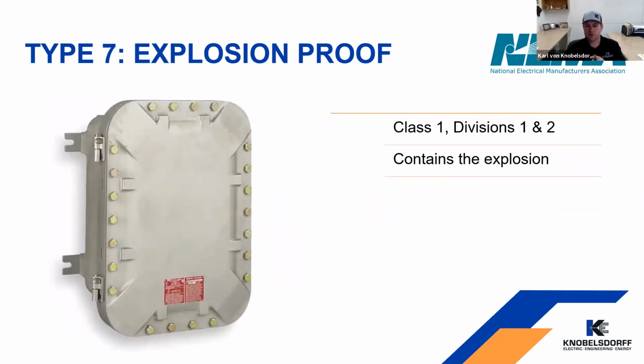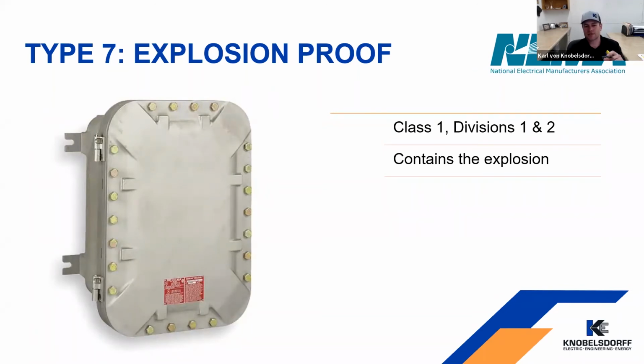This is a Type 7 explosion proof box. We use these in both Class 1 and Class 2 Division 1 and 2 locations. This box here is actually meant, you see all those screws around the outside, it's meant to not keep out the dust and the gas like the other box that we just looked at. It's actually meant to contain the explosion. So if the gas or vapor permeates inside the box and an explosion should happen inside that box, it's meant to keep the explosion inside the box, and it's got a milled surface around the outside edge.